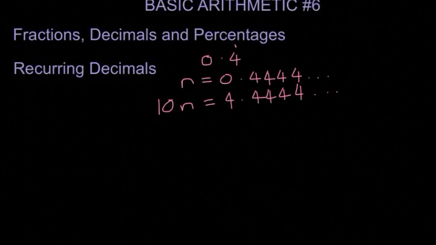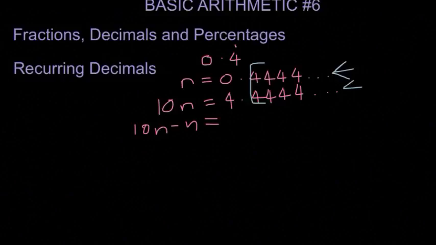So in the next line we have 10n minus n, and if we look carefully you'll see that that means all of these decimal points, all these decimal places, are going to eliminate one from the other. Once we subtract this first value for n away from the value that we've now found for 10n, we'll see that all of those decimal place values will disappear. So what we're going to be left with is just 4 minus 0, which will be 4.